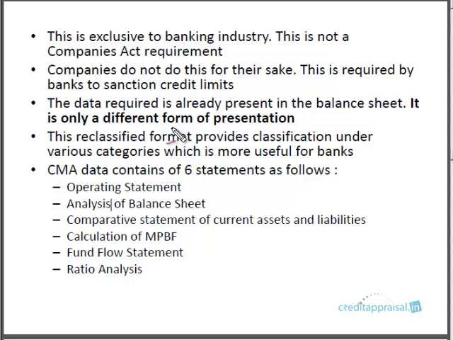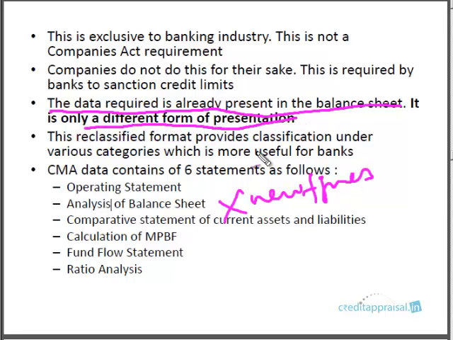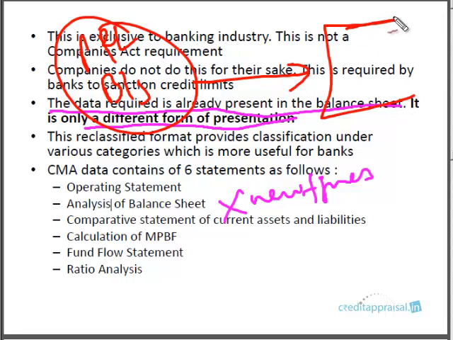So the most important point that you need to remember is the data that is required for the CMA data is already present in the balance sheet and the P&L account. See, these are not new figures. You should understand that CMA is only a different form of presentation. So you have a P&L account prepared by the company. You have the balance sheet, P&L taken by the company, and then we recast them into a separate format called CMA data. The figures are not changed. This is only a different form of presentation.